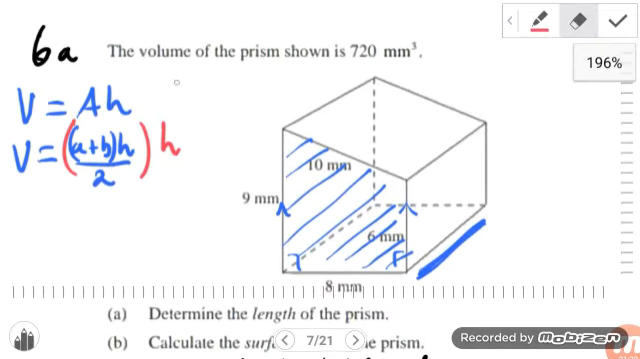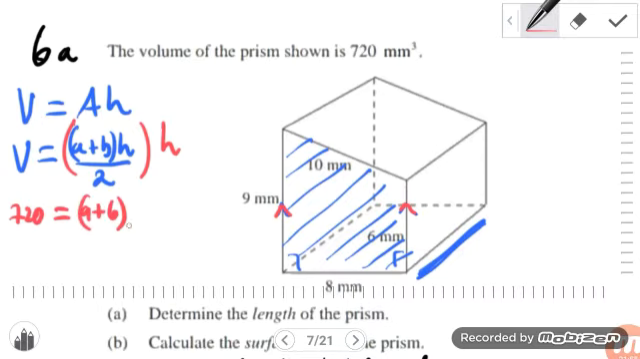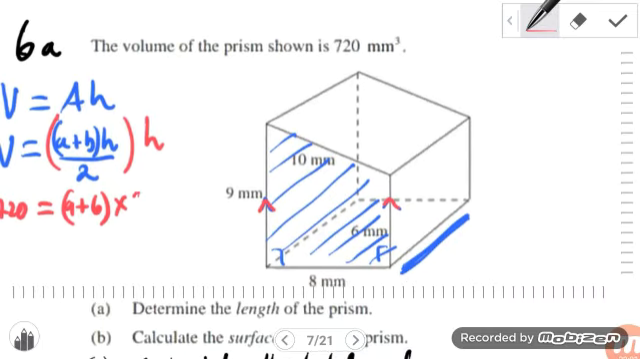So let's plug in some numbers. We are told that the volume is 720, so 720 goes here. And that's going to be equal to A and B, the parallel sides, which are 9 and 6. We place those with the arrows here, 9 and 6, so that's 9 plus 6. We multiply that by the height of the trapezium, which in this case is 8. That's the height of the trapezium. I'm going to divide that by 2 and then multiply simply by the height of the prism we're looking for.